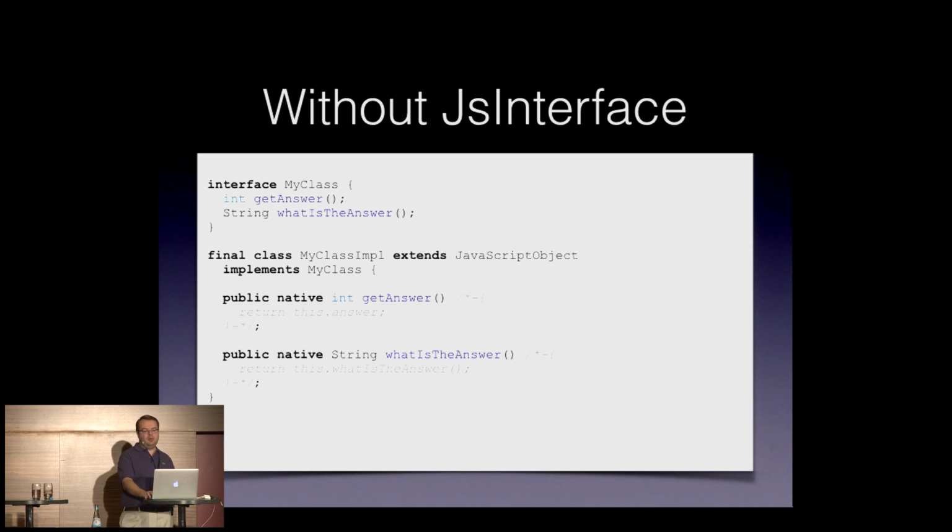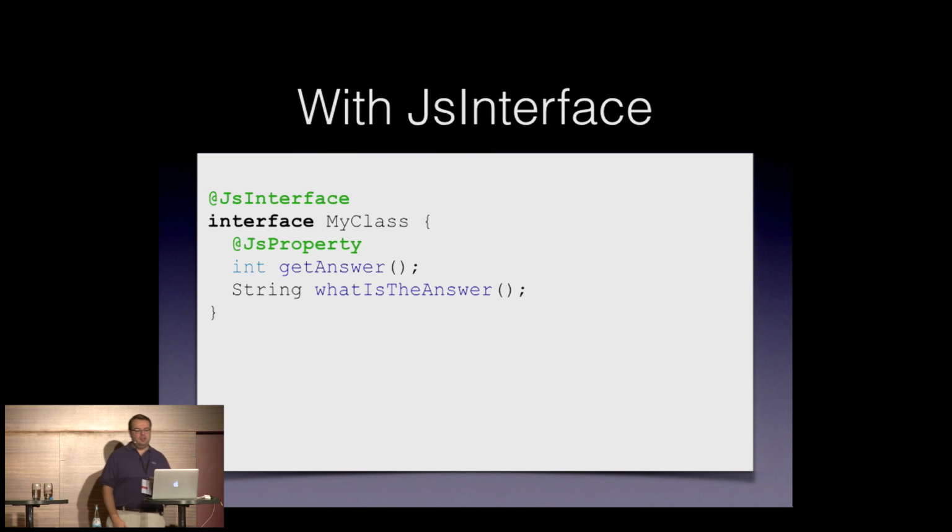But here's how you're going to do it in 3.0. You create that same interface to model the field and the method, and you just mark it @JsInterface. Done. And if it's a property, not a method call, then you just mark it as @JsProperty, and that's it. That's all you have to do to consume third-party JavaScript interfaces.